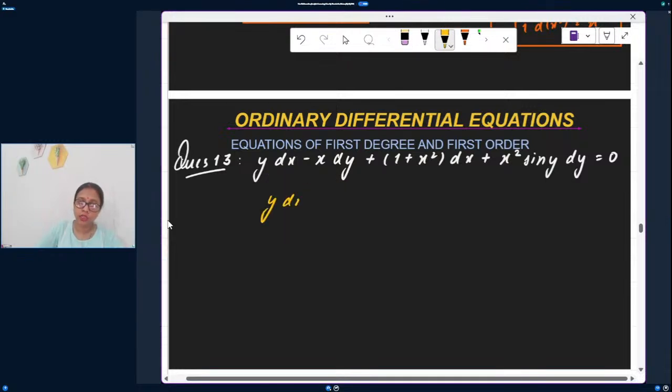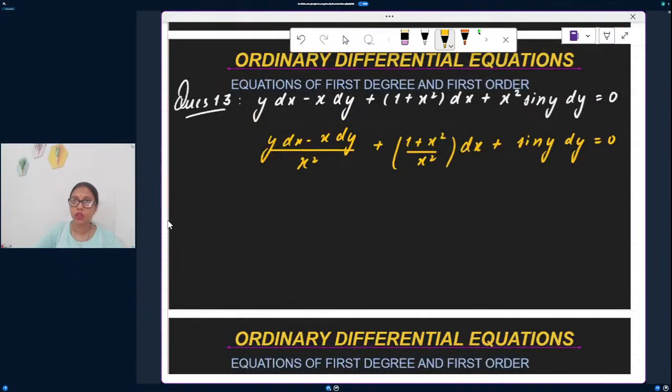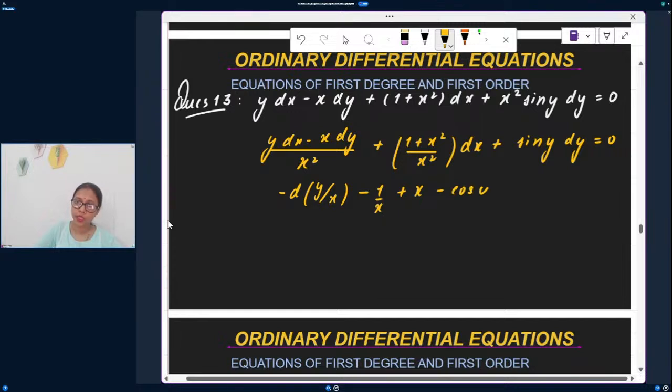So this is y dx minus x dy divided by x square, plus this will not be affected because it's just a function of x, plus now the last is just a function of y. So what is it? It is minus of d(y by x), right? Because that is actually x dy minus y dx. Plus, it's just a function of x here. So that is minus 1 by x and then plus x. And here it will be minus cos y is equals to c.